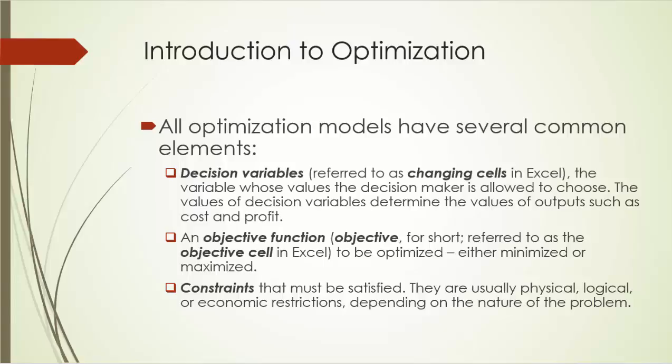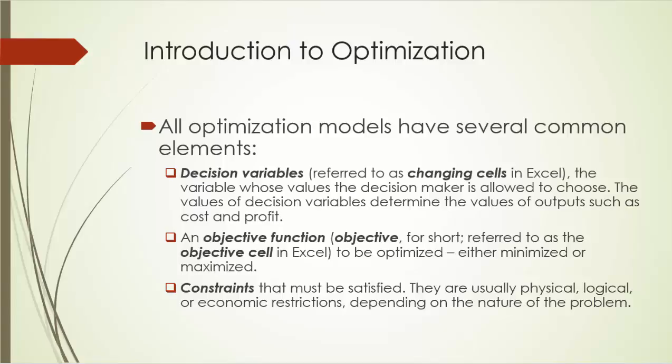Objective function is referred to as the objective cell in Excel. An objective is to be optimized, either minimized, such as cost minimization, or maximized, such as profit maximization. The optimal value of the objective function is often called the optimal objective value.